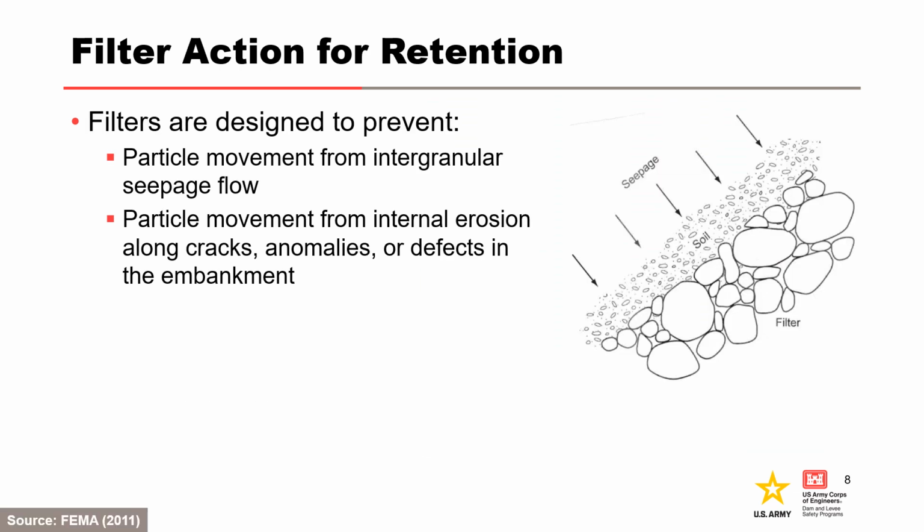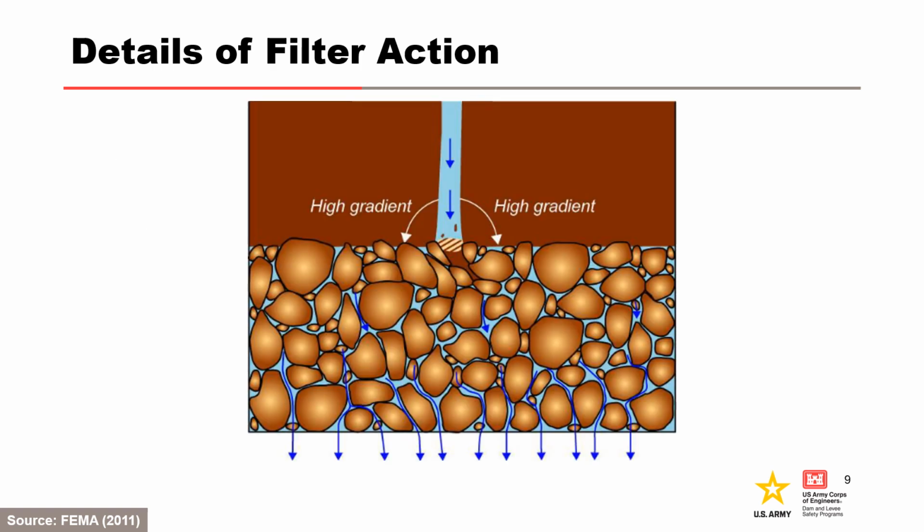Filters are designed to prevent particle movement from intergranular seepage flow where defects are present in a base soil or seepage water flows through pore spaces of a soil mass in an embankment or foundation. A properly designed filter prevents movement of base soils by seepage forces at a discharge face. The filter supports the discharge face such that bridging between closely spaced contact points prevents any movement of base soil particles into the filter. The filter is also sufficiently coarse to allow seepage water to escape freely. The next few slides illustrate the details of filter action.